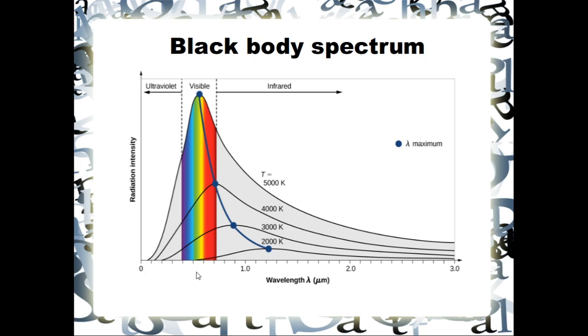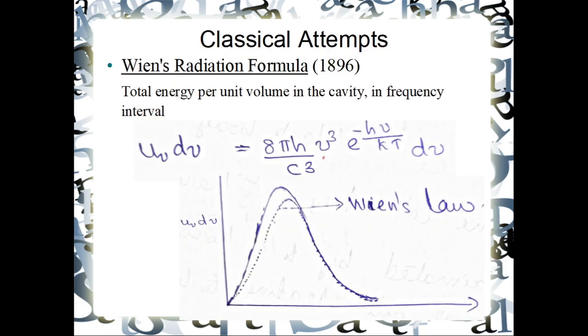Late in the 19th century, a number of attempts were made to explain the distribution of energy among wavelengths in the blackbody spectrum using laws of classical physics. But the attempts were not very successful. Now let's see two well-known classical laws. First one is Wien's radiation law, proposed in 1896.